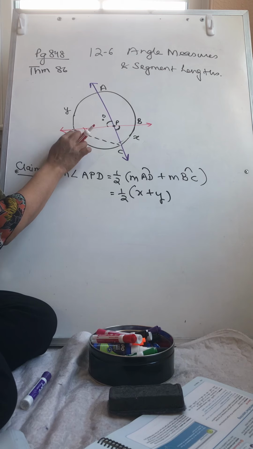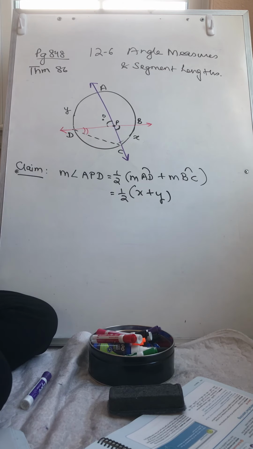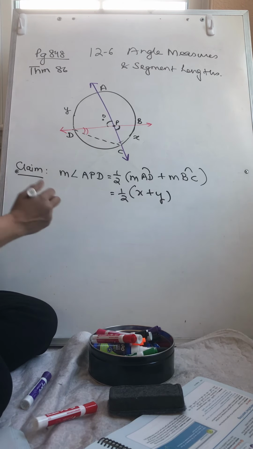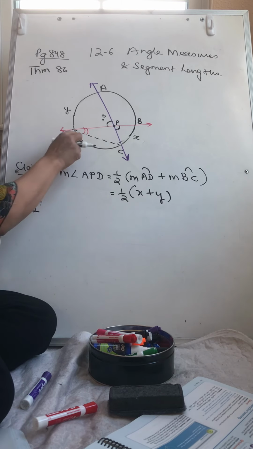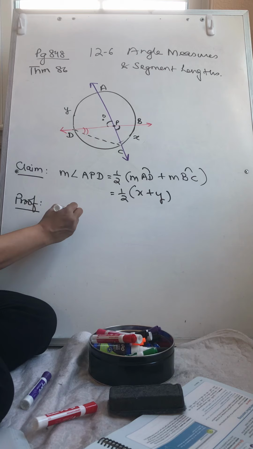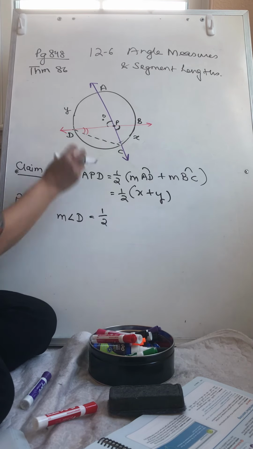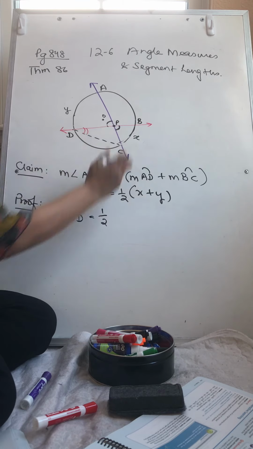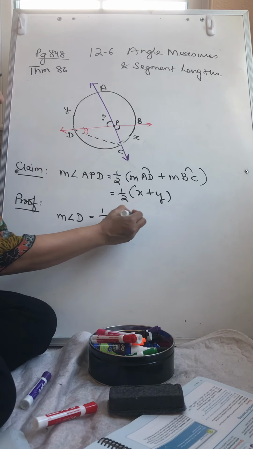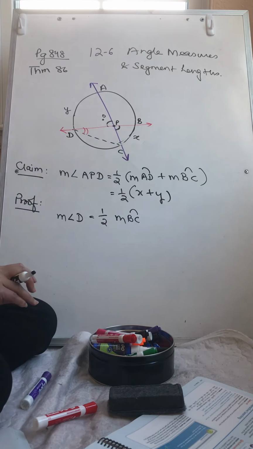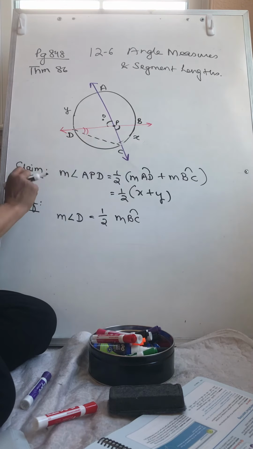So now this is my inscribed angle. So what do I know about the inscribed angle? This is our proof now. I can just call this measure angle D because there is just one angle there. So measure angle D I know is half of what? This measure arc BC. Right? Now let's look at this angle.